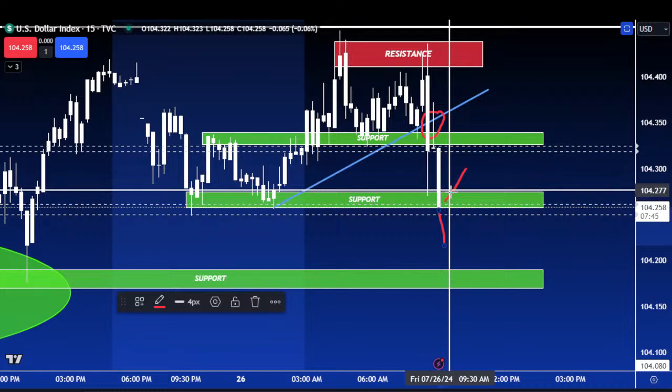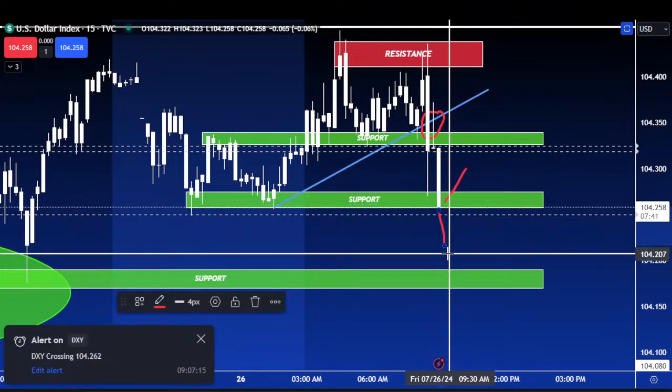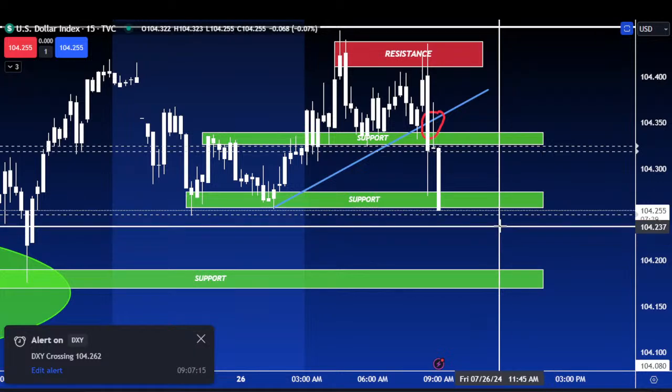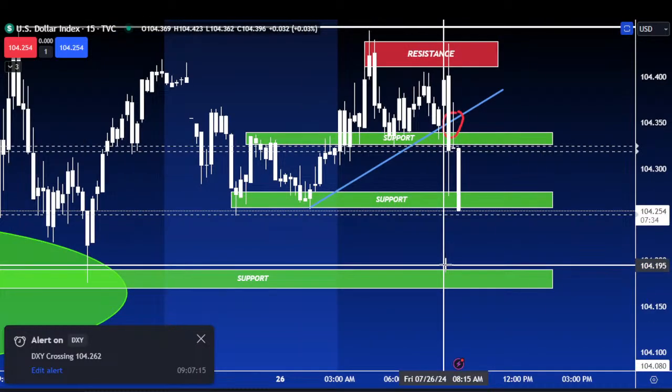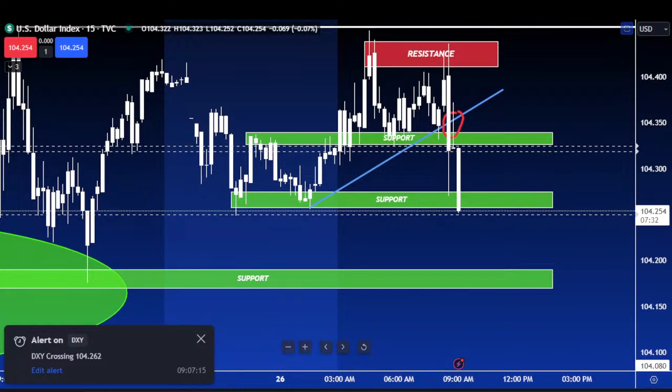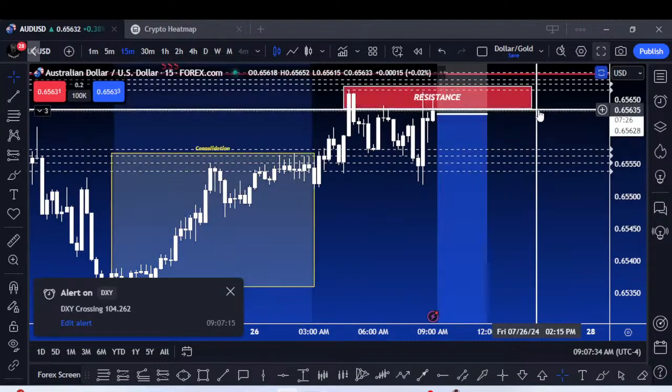This is why the best traders are the patient ones, the ones that have the patience to see what price is going to do. Right now it's got some momentum behind it, so it's definitely pushing on down. But guys, let me see what's going on with our majors. All right, so that's dollar. Here's our dollar.